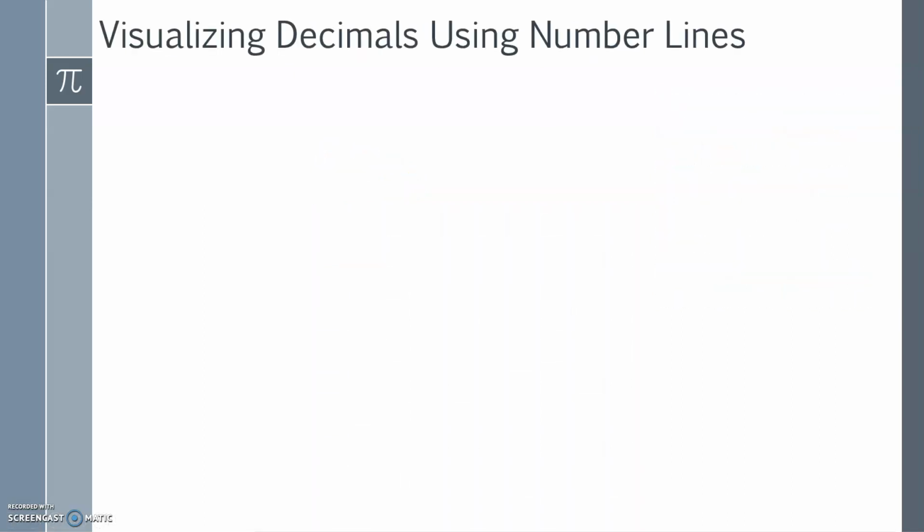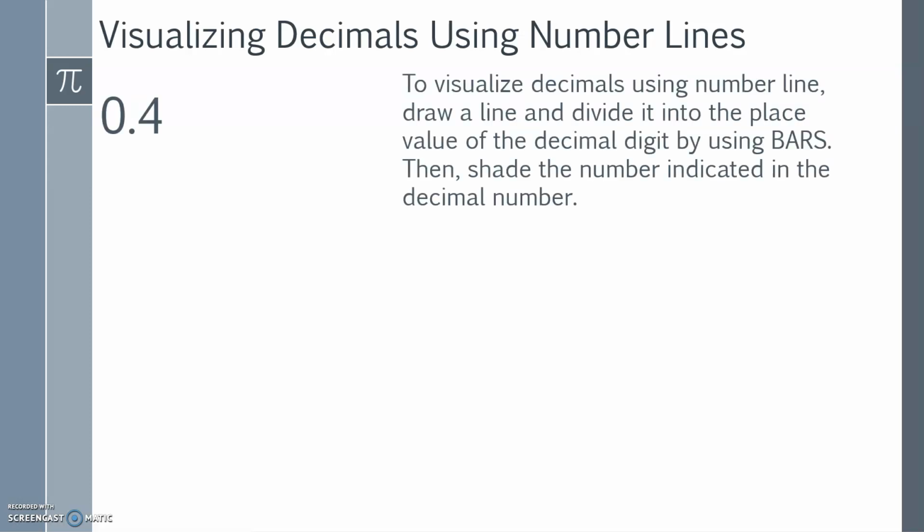Next, visualizing decimals using number lines. So, let's say we have 4 tenths. So, to visualize decimals using number line, draw a line and divide it into the place value of the decimal digit by using bars. Then, shade the decimal indicated in the decimal number.